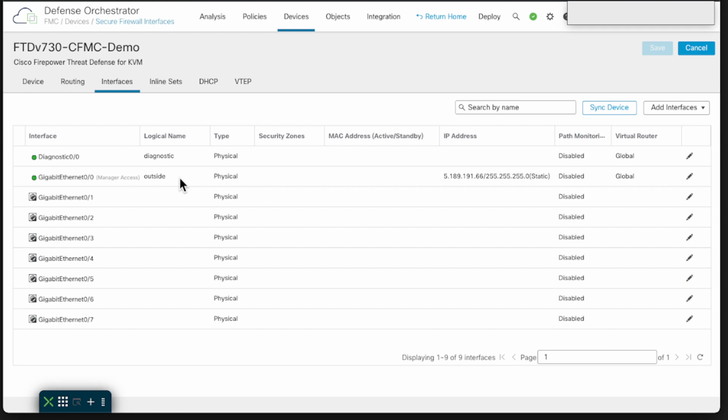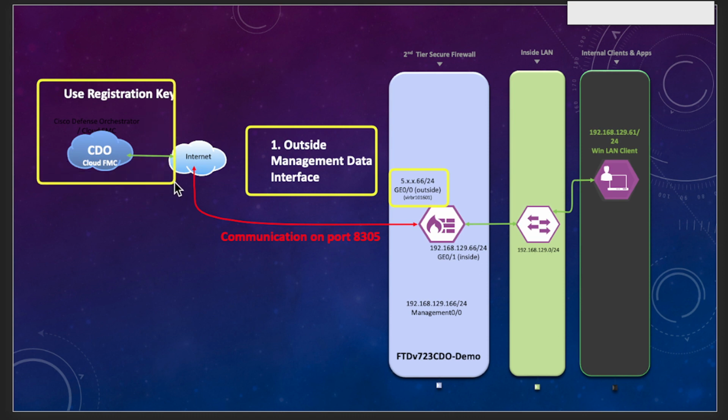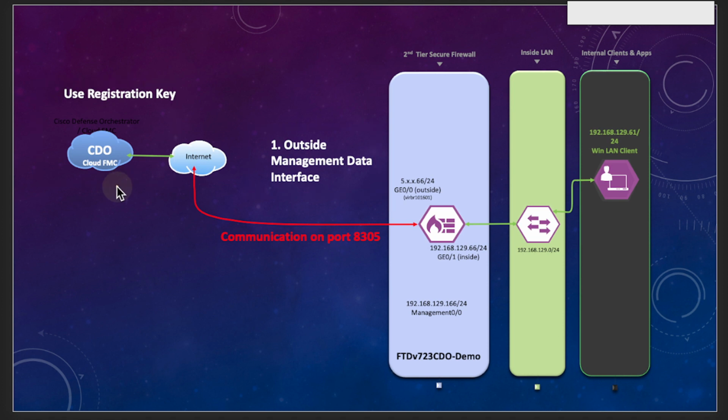Okay, so that's all for today's tutorial. All right, quick recap. Now we have configured the FTD, right, with the outside management interface that we have mentioned, and then we have used the command line registration key to onboard the FTD into the FMC in CDO, or the cloud FMC. Okay, so that's all for this tutorial.